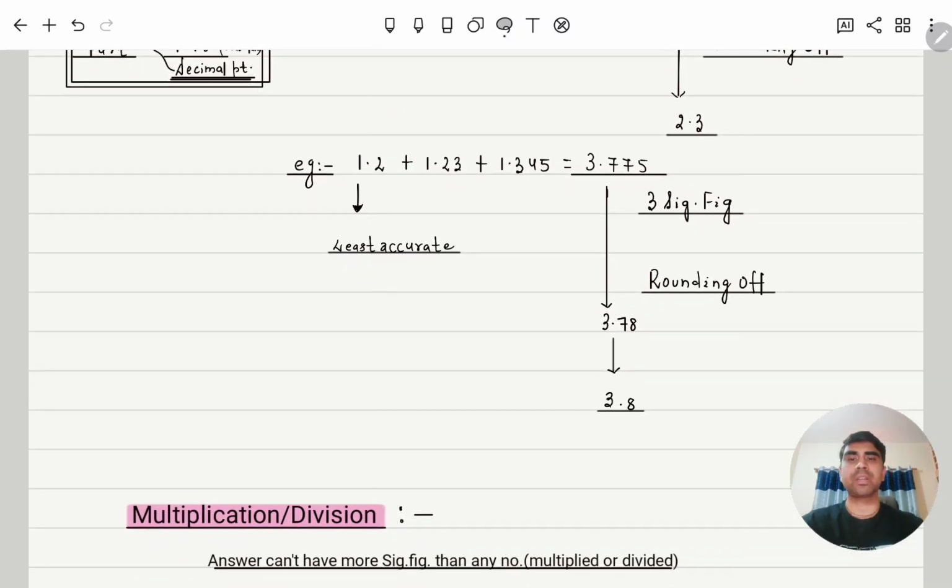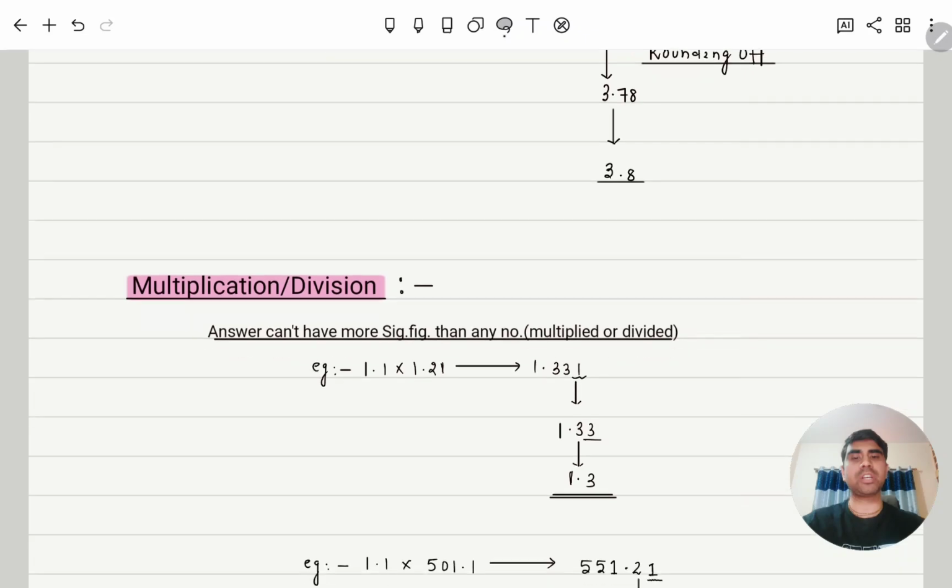Similarly here also, 1.2, 1.23, 1.345. Again you add normally, and after that which one is the least accurate or has the fewest significant figures? This one, how many significant figures? 2. So the answer also, after rounding off, should have 2. So let's suppose after adding you are getting 3.775. 5 is the last digit, the preceding is odd, so you add 1 to it and remove 5. So it became 3.78. After that again the last digit is odd, so again you add 1 and remove the last digit, so it became 3.8.